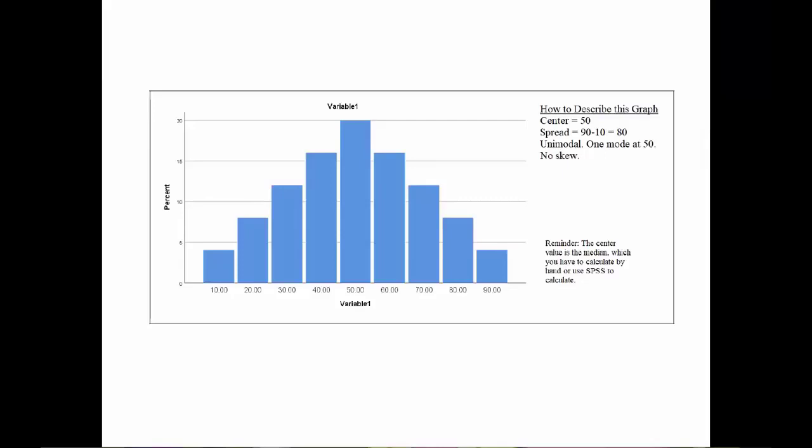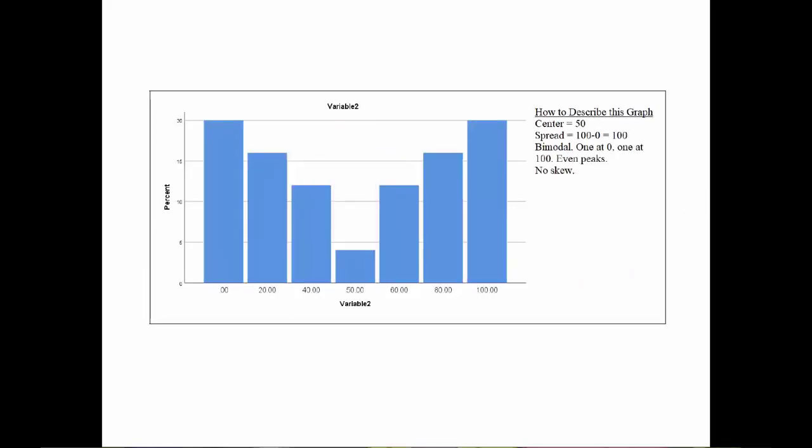In this graph, the center is 50, which I calculated by hand, but you could use SPSS to do it. The spread is 90, the largest value, minus 10, the smallest value, which equals 80. The graph is unimodal with one mode at 50, and there is no skew as the left and right sides of the graph extend about the same amount from the center of the graph.